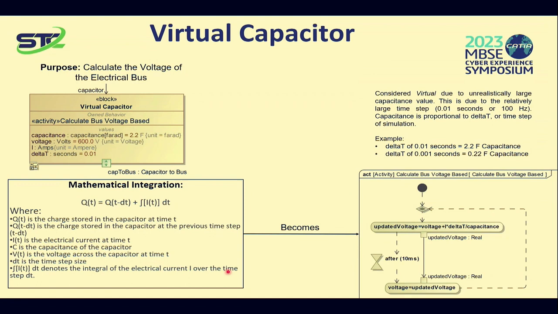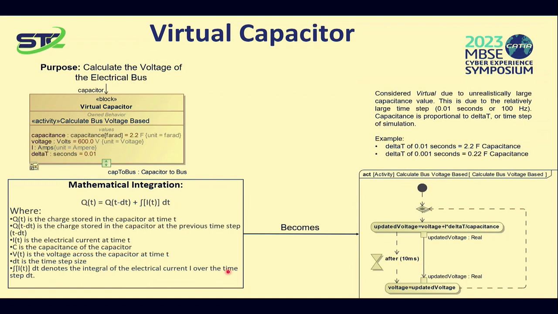So, again, we have the virtual capacitor. This is using the exact same concept of a mathematical integration to set the bus voltage, and it looks very similar to the last one that you saw, but in the last diagram, we were actually integrating to figure out the velocity or the angular velocity of the generator. In this case, we're talking about updating the bus voltage, but using the exact same idea. So we're updating the bus voltage based on the amount of current that we have on the bus, and then the capacitance value from that virtual capacitor, and then the delta t as well.